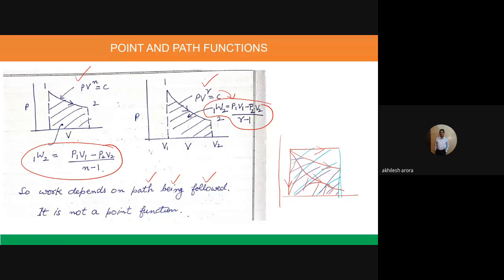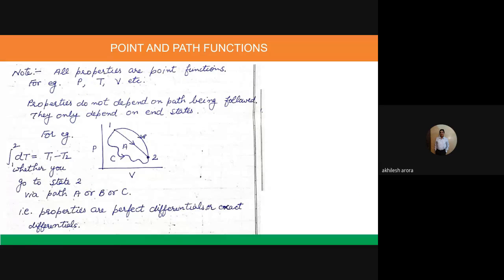Now, what is a point function actually? You should try to understand that. Point function is very easy to understand. Suppose I am starting from here and I want to go to this particular point. Now, I have three paths: path A, path B, path C. I can go by any path from point number one and reach point number two. Now, suppose this is happening in a thermodynamic system.